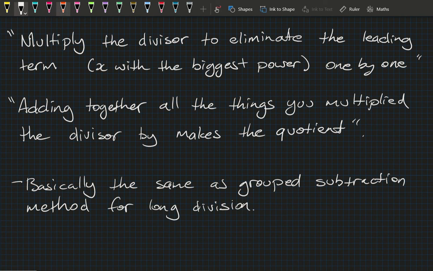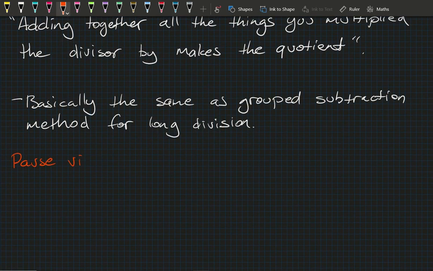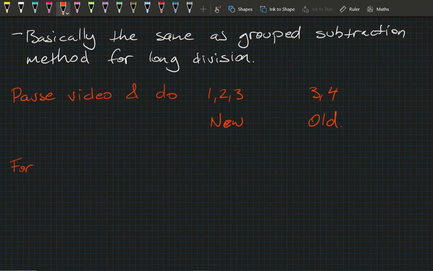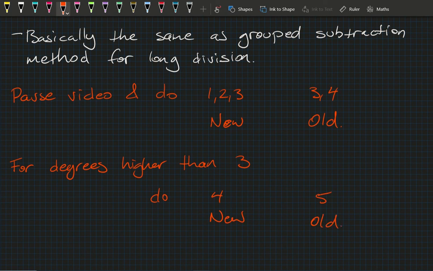Alright, so right about now you should pause the video and do questions 1, 2 and 3 in the new book and questions 3 and 4 in the old book. Also, to go past cubics, i.e. a polynomial with a degree higher than 3, do question 4 in the new book and question 5 in the old book. It might be a good idea that you try those before class, because once you're doing those, the cubics will become like a piece of cake. Alright, see you in the summary.